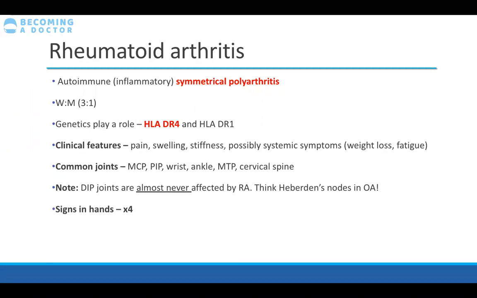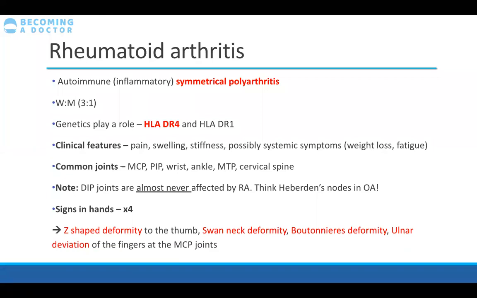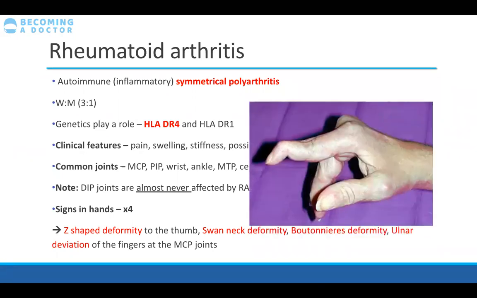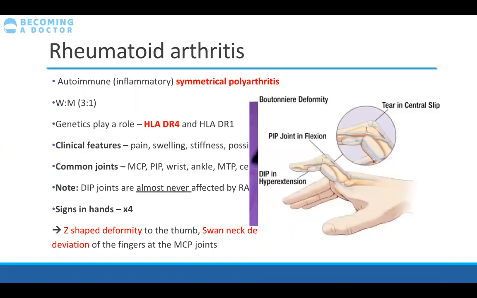The signs in the hand. So you've got 4 main signs that you should be aware of, and that is the Z-shaped deformity to the thumb, the swan neck deformity, and a boutonniere deformity, ulnar deviation of the fingers at the MCP joints. And here is a picture of a swan neck deformity, which is basically going to highlight a hyperextended PIP and a flexed DIP. And then you've got boutonniere deformity, which is a hyperextended DIP and a flexed PIP.